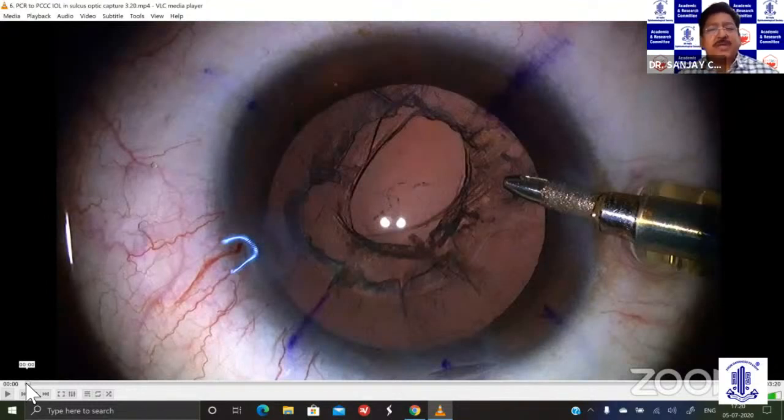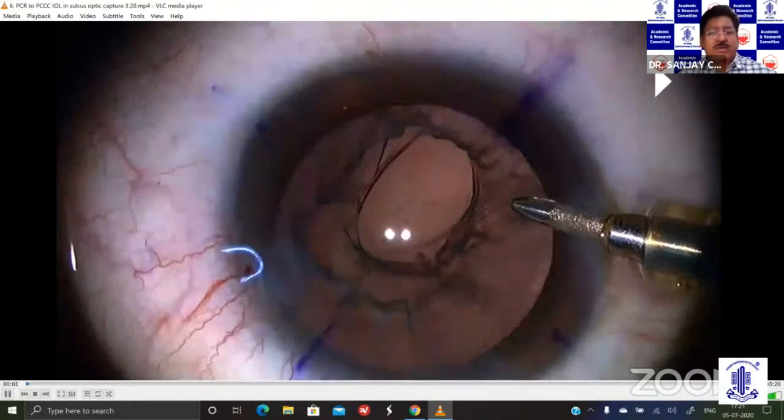So the first step that you see, which we do in any posterior capsular rent, is to stabilize the chamber with an anterior chamber maintainer. What you are seeing here is an anterior chamber maintainer, which is attached to a bottle height of 30 centimeters, which gives you an IOP of about 24 millimeters of mercury. So at 24, your chamber is stable at all times and you can do all the maneuvers that you want.